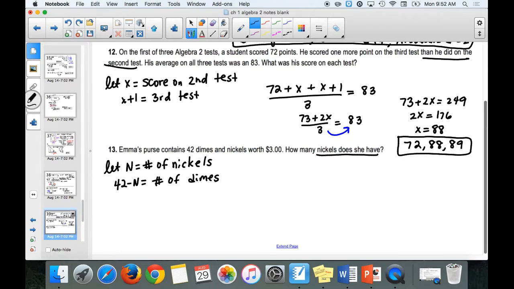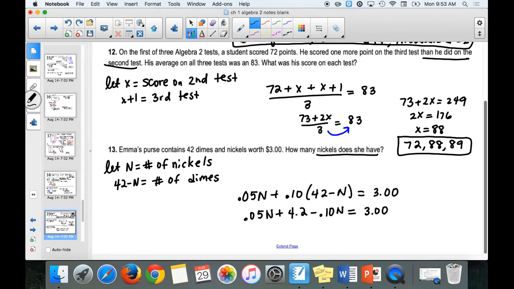So every single nickel is worth 5 cents, right? So 0.05. And every dime is worth 10 cents. So we're going to do 42 minus n, and we get a total of $3. So we just distributed n, so 0.05 n plus 4.2 minus 0.10 n equals $3.